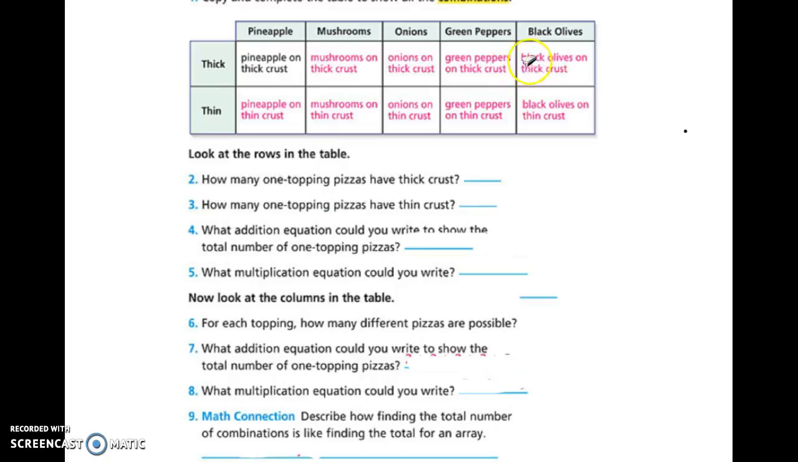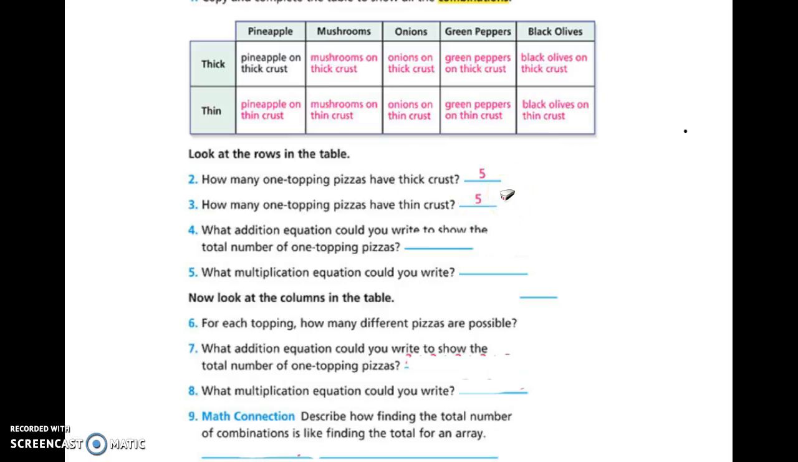So the first set of questions here says, look at the rows in the table. Remember, rows go this direction. It says, how many one-topping pizzas have thick crust? So look at the thick crust, and all of these are one-topping pizzas. We've got 1, 2, 3, 4, 5. We've got 5 different pizzas. How many one-topping pizzas have thin crust? Well, we've got 1, 2, 3, 4, 5.